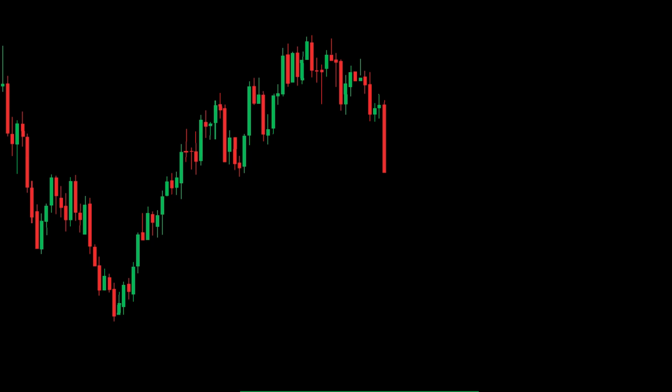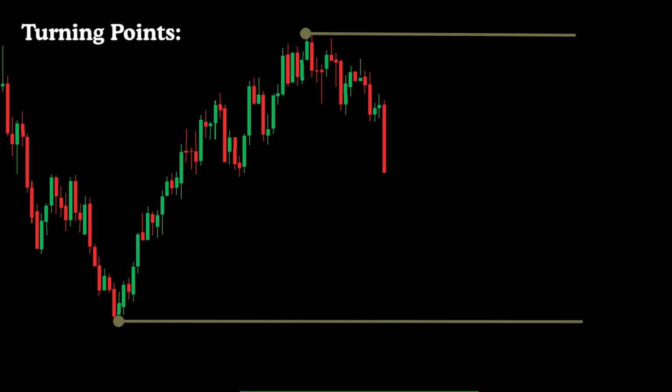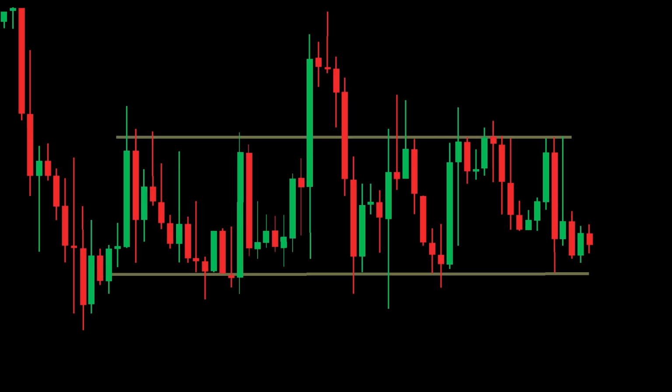Number 1. Turning points. These are zones where the market has previously reversed its trend. Such areas are perceived by the market as either overbought or undervalued, which increases the likelihood of price reacting to them once revisited. Number 2.